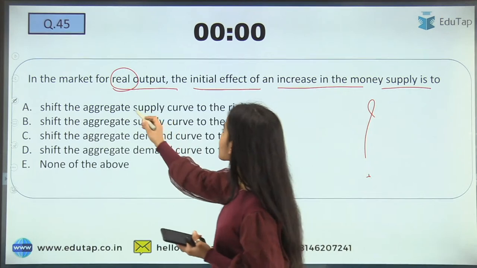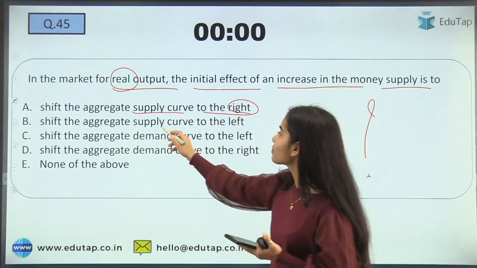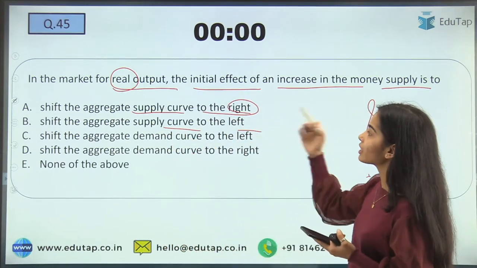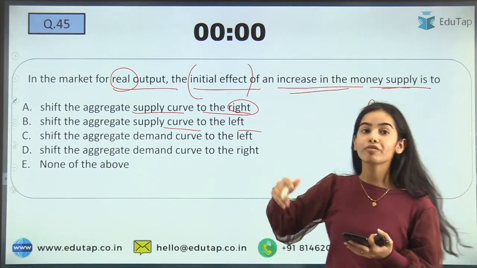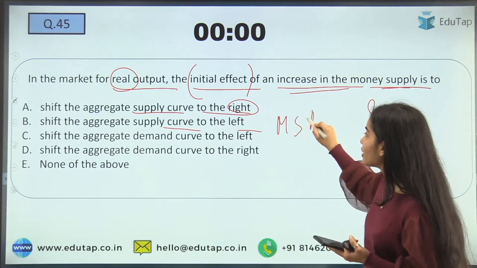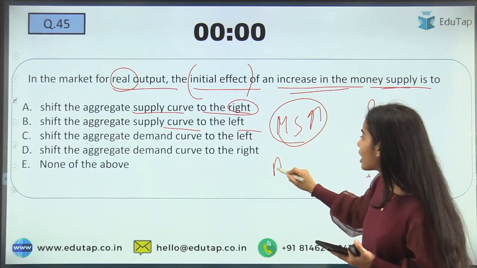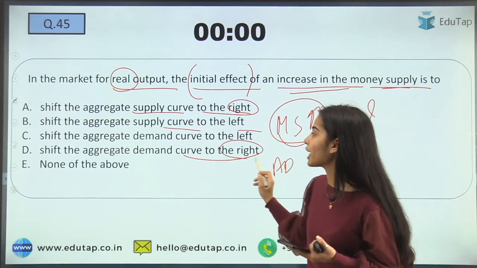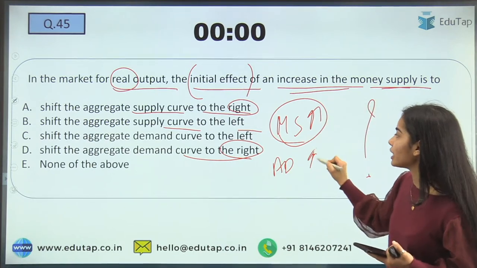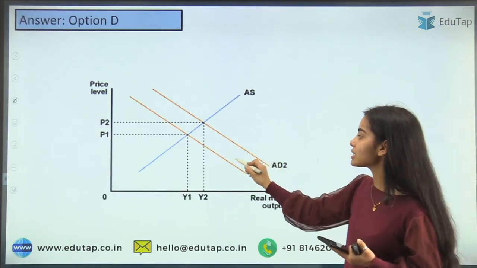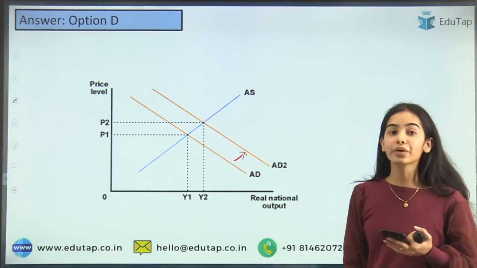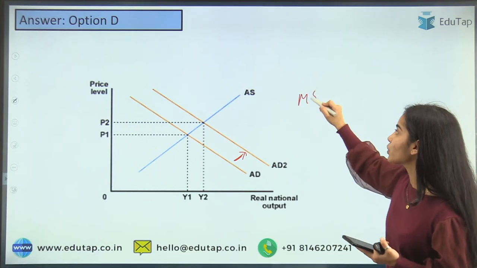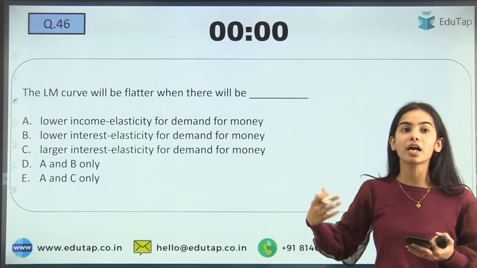So shift the aggregate supply curve to the right, shift the aggregate supply curve to the left. So in the market for real output, the initial effect of an increase in money supply. If the money supply is increasing, what will happen? The aggregate demand will shift to the right. The aggregate demand will increase. So this will be the right answer, that when the money supply is increasing, the aggregate demand will also increase, because money supply means that you have more money in your hand and you will demand more.